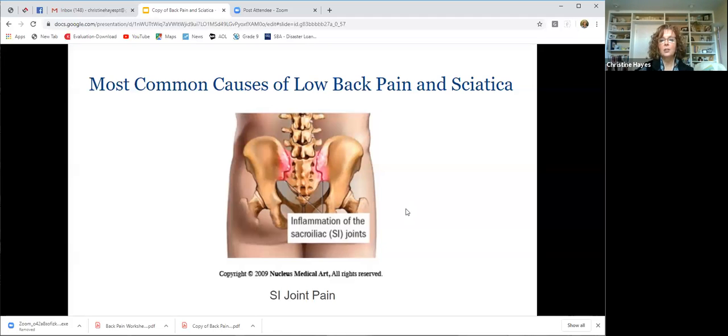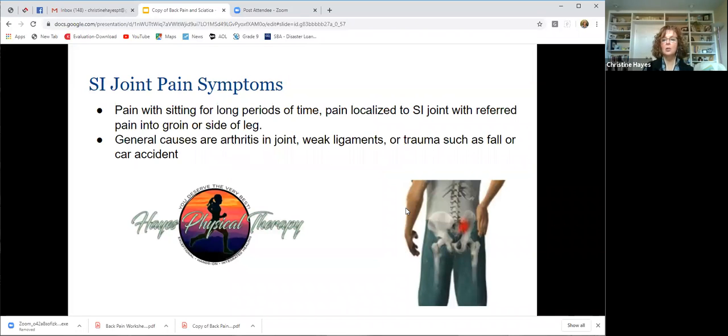So sacroiliac joint pain is another common cause of back pain. So let's talk about that a little bit. And so you see this gentleman, it's like, this is hurting me right in the back. And sometimes it wraps around from the back of you around that pelvis or that iliac crest to the front.